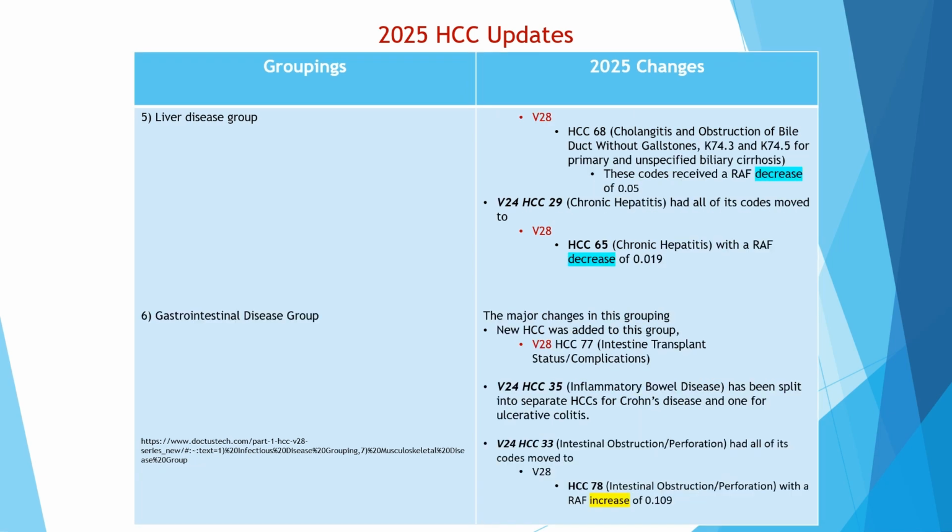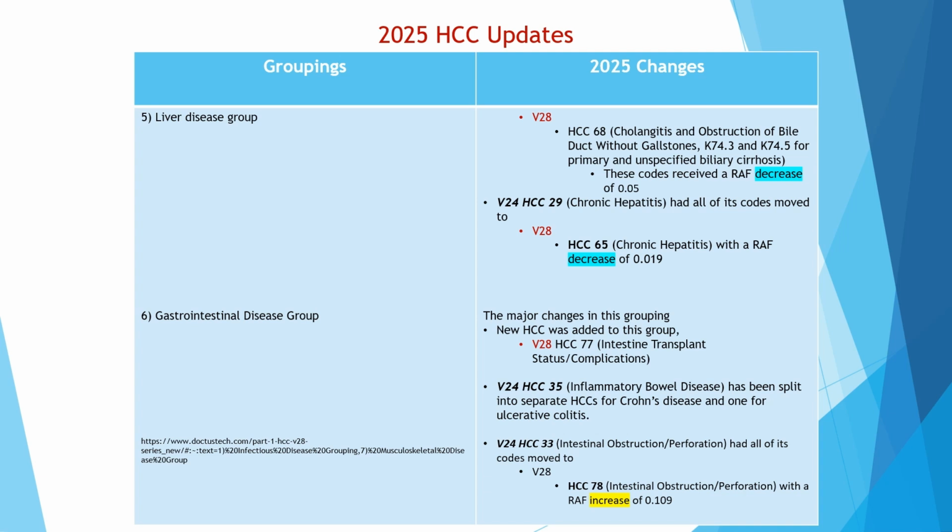Continuation of liver disease group. V28. HCC 68, cholangitis and obstruction of bile duct without gallstones, K74.3 and K74.5 for primary and unspecified biliary cirrhosis. These codes received a RAF decrease of 0.05.